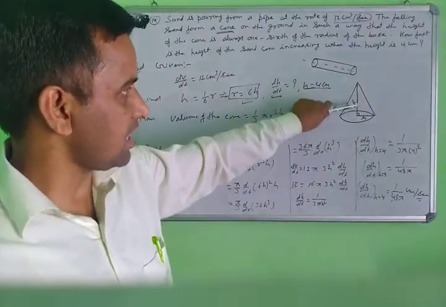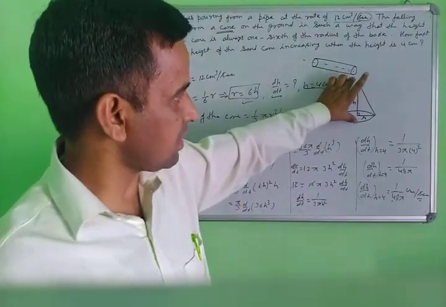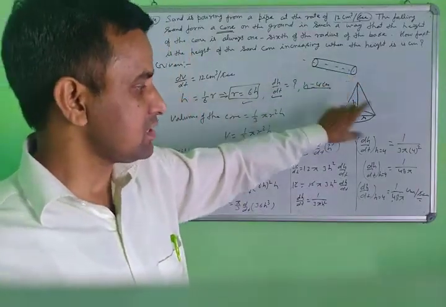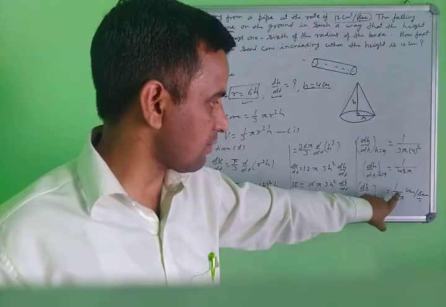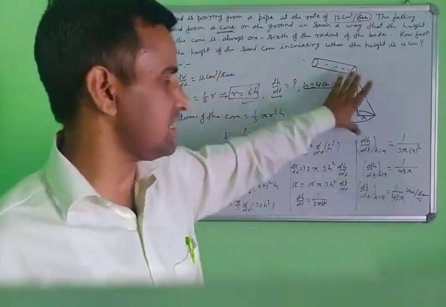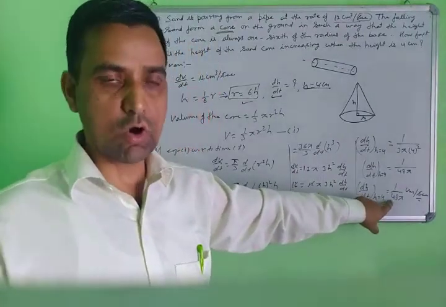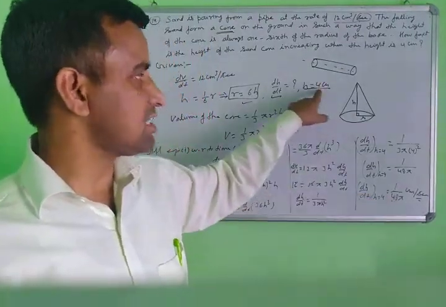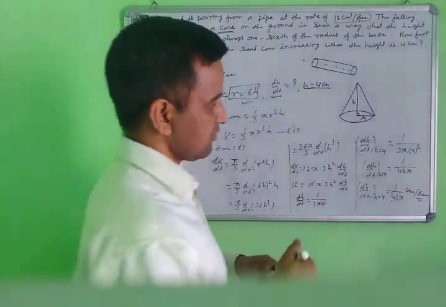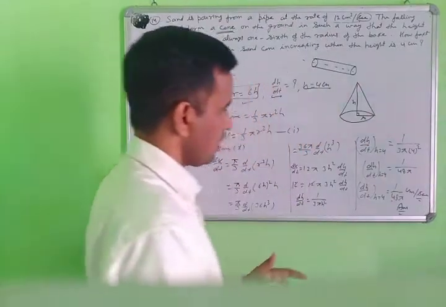Increasing rate of this height when h equal to 4. When the height is 4 centimeter, at which rate will it be increasing? This will be increasing at 1 by 48 pi centimeter per second. This is the rate of the increase of the height when the height is 4 centimeter. This is your final answer.